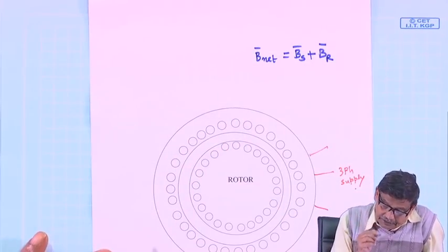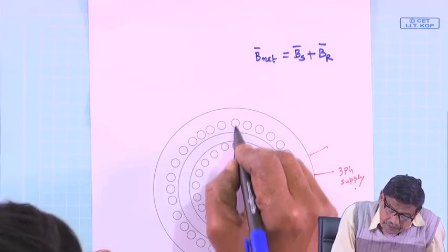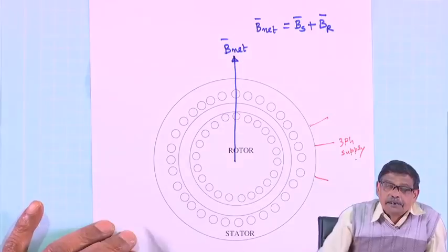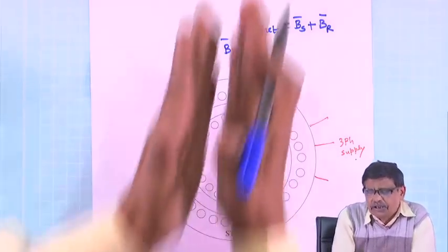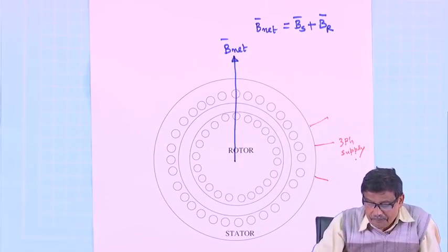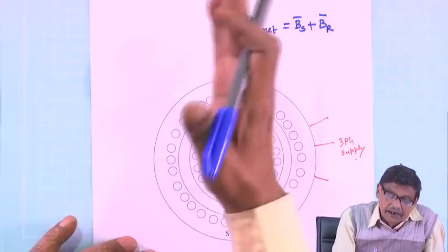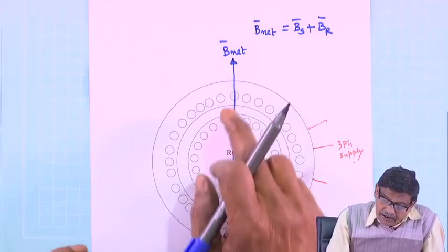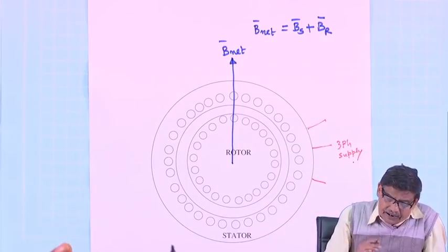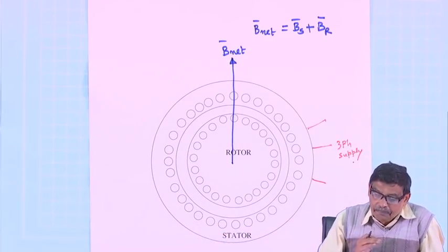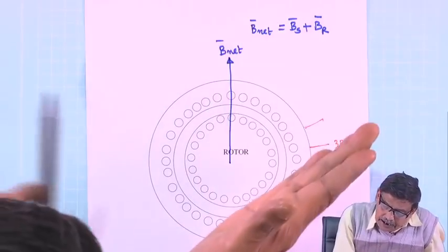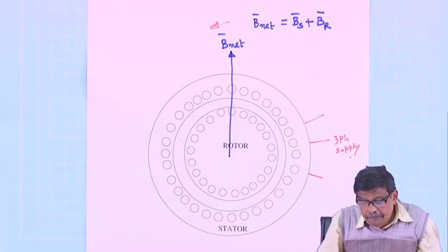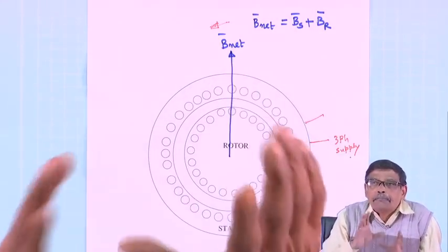Listen carefully, what I am telling is, suppose at a given instant of time, this is my B net. It is moving with a speed ns. Suppose it is positioned here. Clear. So, this is my B net. And I am certain about these points, that at this instant when B net is moving like this, when it is vertical like this, at that instant, it is the peak value of B net.